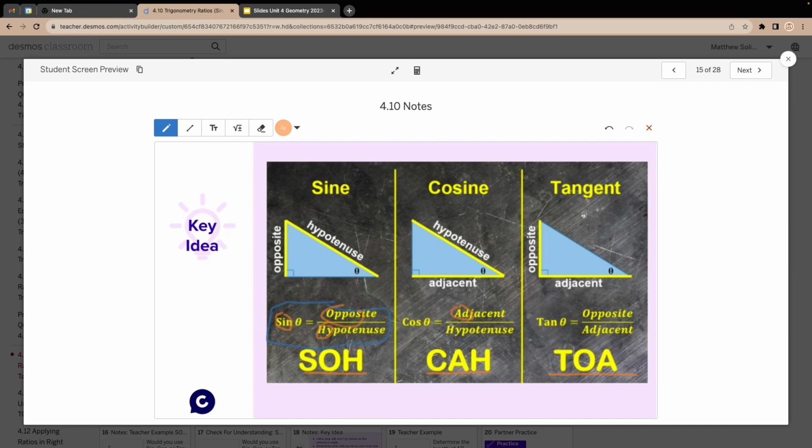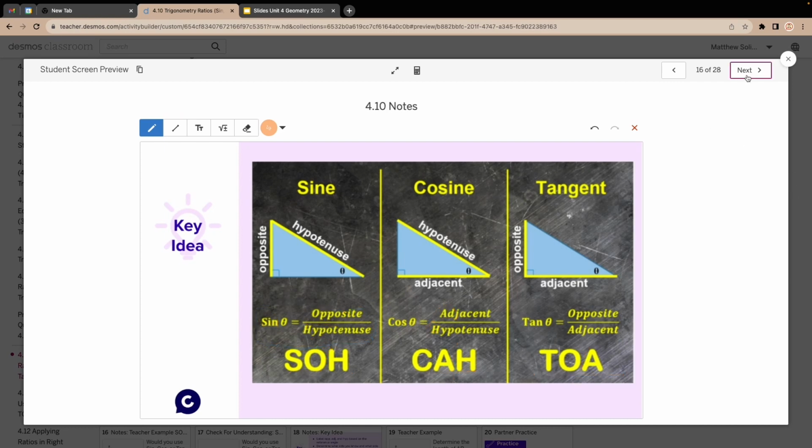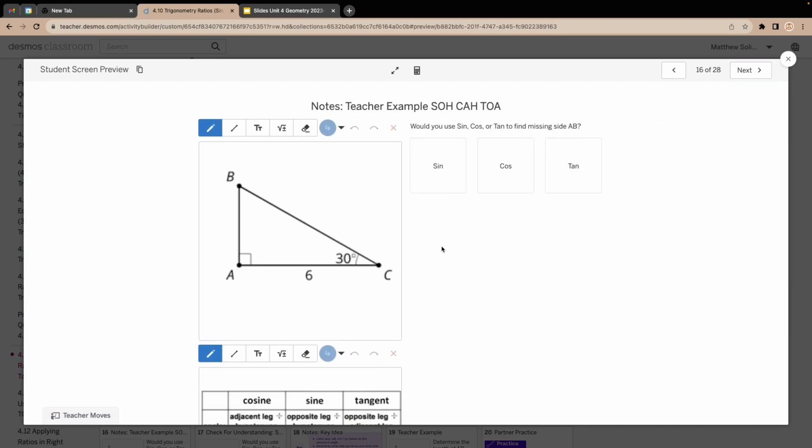And all SOH means is sine is opposite divided by hypotenuse. CAH: cosine is adjacent divided by hypotenuse. TOA: tangent is opposite divided by adjacent. So if you memorize SOHCAHTOA, it'll just help you keep track of sine, cosine, and tangent. Then we used it to find a missing angle.